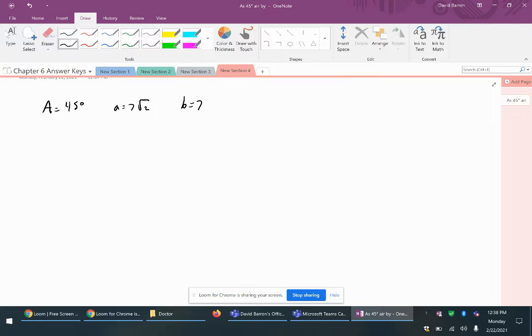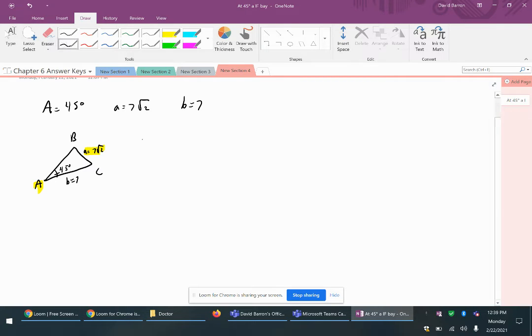So this is the triangle that's described, and we're asked to solve for information here. So we need to be able to draw it. Big angles are big letters, sides are little letters. The side with a little letter has to be opposite the angle. So angle A is 45 degrees, side A is 7 root 2, and side B is 7. So we want to solve for this triangle. We want to use the law of sines to do this because we are given a side-angle pair. We're told little a and big A.